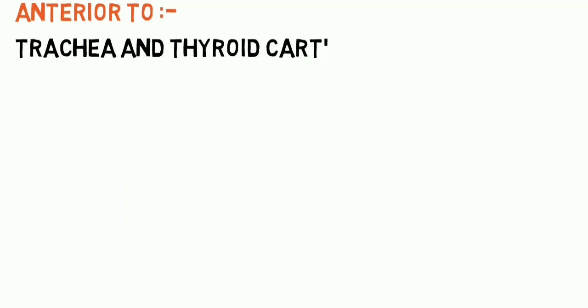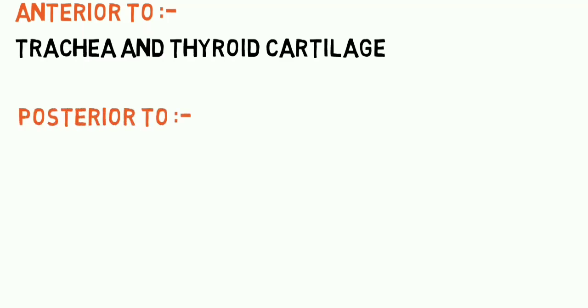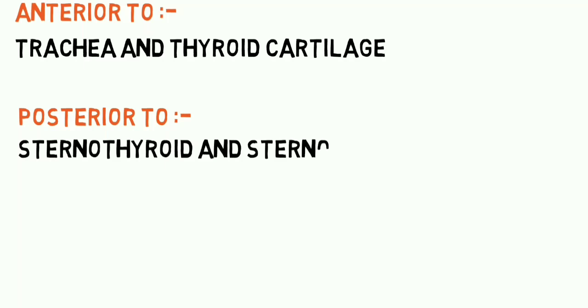The thyroid gland is situated anterior to the trachea and a part of the thyroid cartilage, and the thyroid gland is situated posterior to two main muscles, sternothyroid and sternohyoid.